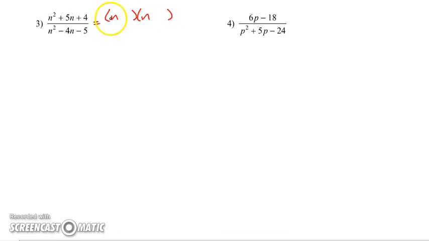The first term of each binomial would have to be n to give me n squared. But I need two numbers whose sum is 5 and whose product is 4. And I think that's positive 4 and positive 1.